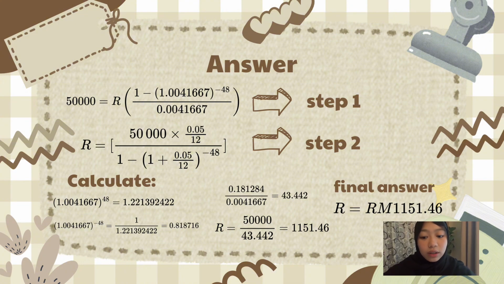Then we rearrange the formula by moving R to the front, giving R equals 50,000 ringgit multiplied by open bracket 0.05 divided by 12 close bracket, and then divided by open bracket 1 minus open bracket 1 plus 0.05 divided by 12 close bracket raised to the power negative 48 close bracket. After that, we can calculate the value using a calculator, and the final answer is 1,151 ringgit and 46 cents.